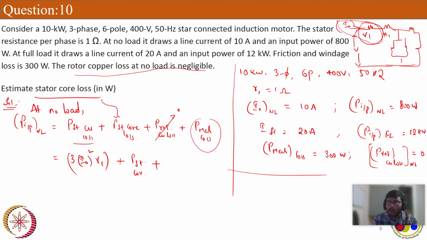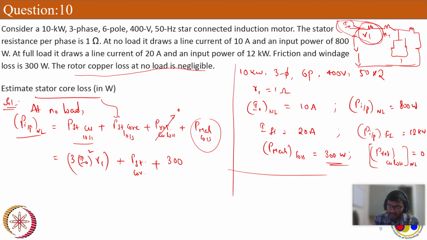And what are the mechanical losses present at no load? So this is 300. Whether it's no load or full load, mechanical losses will be the same. That's not any changing term. That's always constant. Now, for all these losses, you have to supply the input.